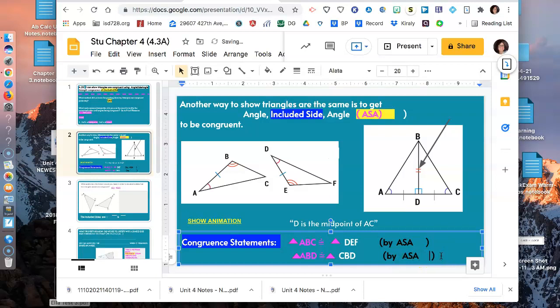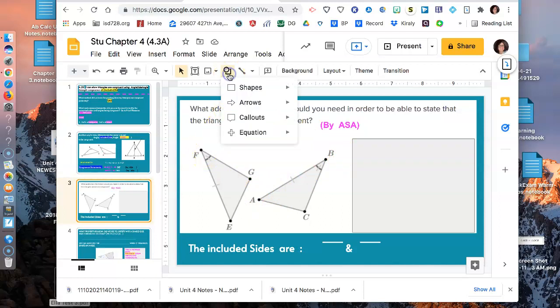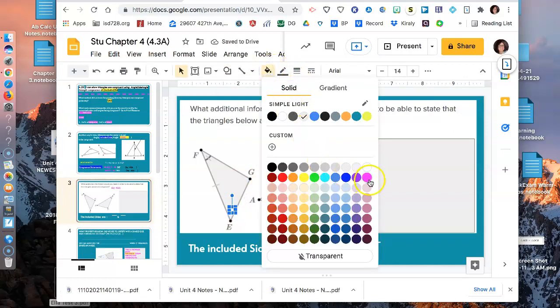Okay, so sometimes you need to be told more information, and here's a case in point to that. It says, what additional information would you need in order to be able to state that these guys are congruent by angle, side, angle? Right now I have an angle at F and an angle at B and a side. The side has to be smashed between my two angles. So I know that I'm going to need to get, and I like to do these little circles here because the arcs are kind of hard to draw, I'm going to put a little circle there, and I've been dumping pink paint in it.